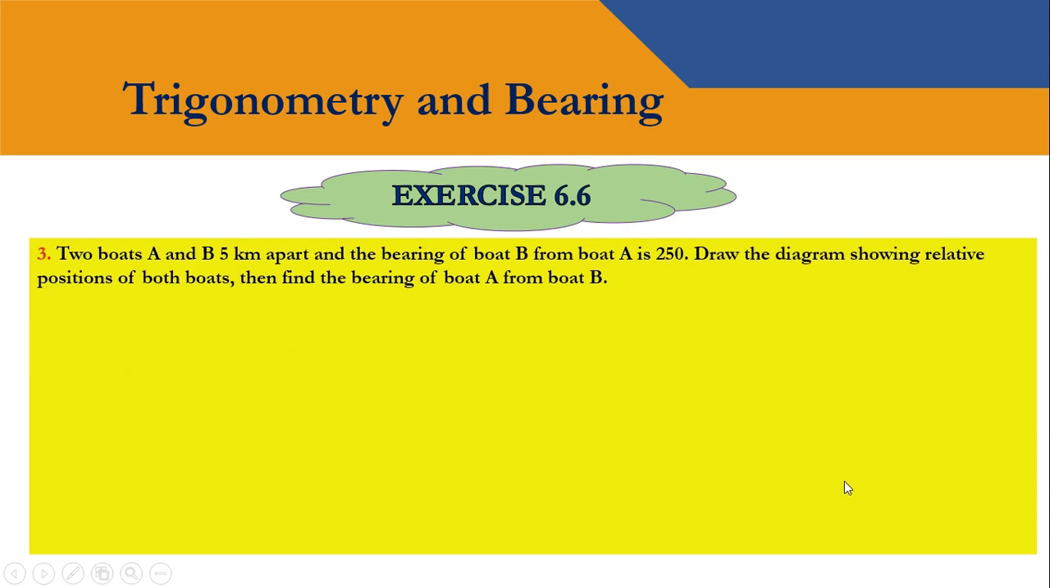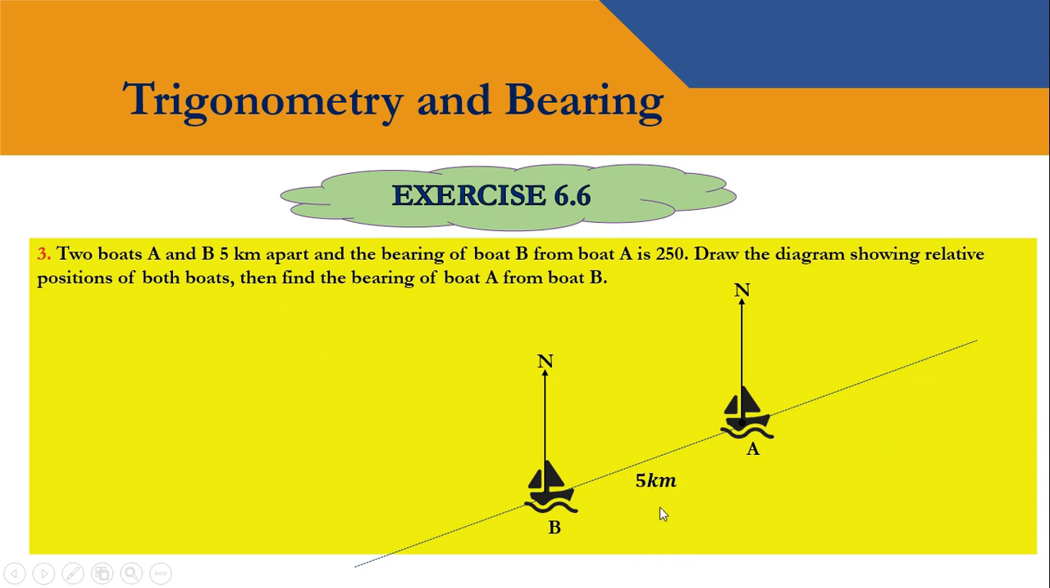Now moving on toward question number 3. Two boards A and B are 5 km apart and the bearing of board B from board A is 250 degrees. Now this is board A and this is our board B, and this is the direction of the north for both of the boards. We know that both of the boards are 5 km apart. So make a straight line between these two boards and write the distance, which is 5 km. Now we have to construct the bearing of B from A. So this is the bearing of B from A. This bearing is 250 degrees.